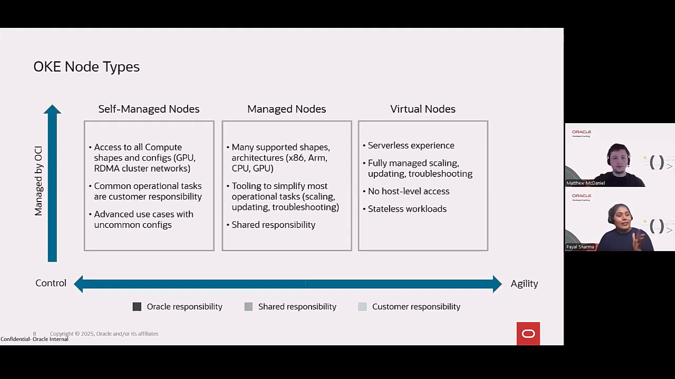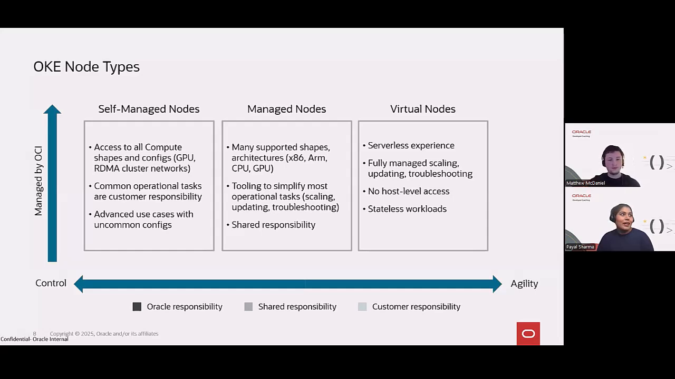Virtual nodes are a serverless Kubernetes experience. Oracle handles the worker node infrastructure entirely, including scaling, upgrading, and troubleshooting. So you only manage your applications via the Kubernetes API. This simplifies operations, resource utilization, and also lowers your total cost of ownership. You pay per pod, so you are only billed for what you actually use.